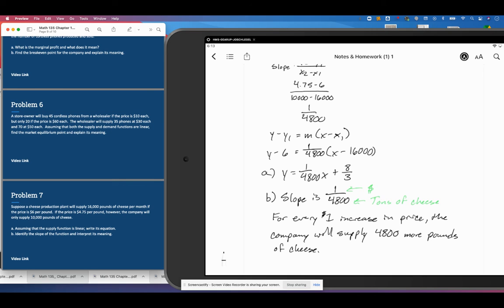And so again, that is not a dollar will get them to pump out 4,800 pounds of cheese. It means that if the price was to go from like $4.75 to $5.75 per pound, they would make 4,800 pounds more, because it would benefit them to get that additional money.